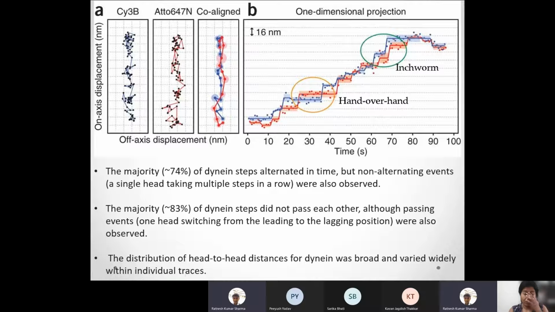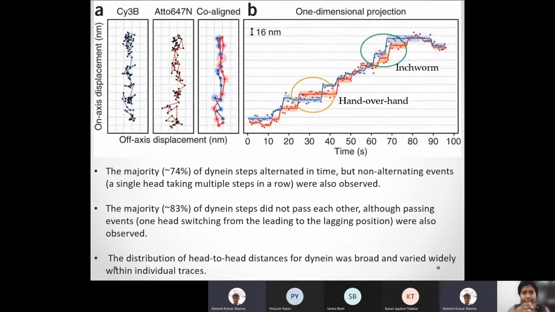Another thing to understand from this is the step size. For kinesin motors, we know that it has a very regular step size of 8 nanometers, which is the distance between two adjacent alpha-beta tubulin dimers on a protofilament, right? So one step, the next step is on the next alpha-beta dimer in the protofilament.